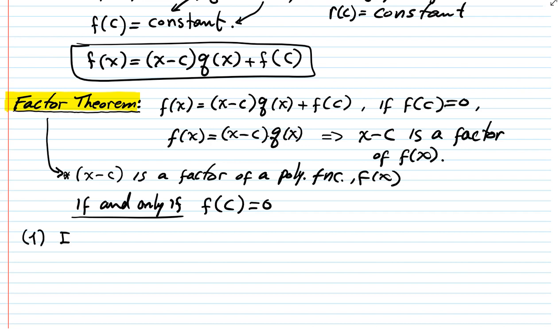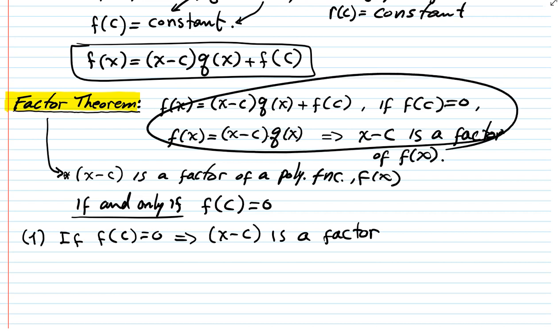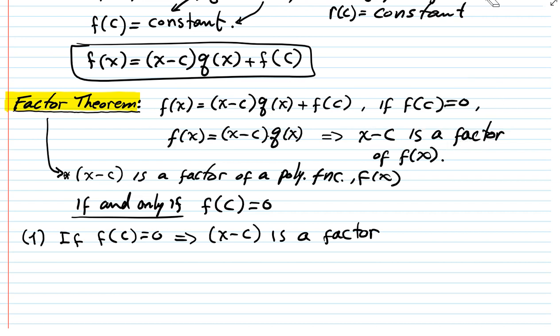The first part says if f at c is equal to 0, then that would imply that x minus c is a factor, which is what I showed just up here, right? See, if f at c equals 0, we just showed that x minus c is a factor of f of x. That's the first part. Now, because of the only if, this creates a bidirectional implication. And for that, the second part of this theorem goes like this.